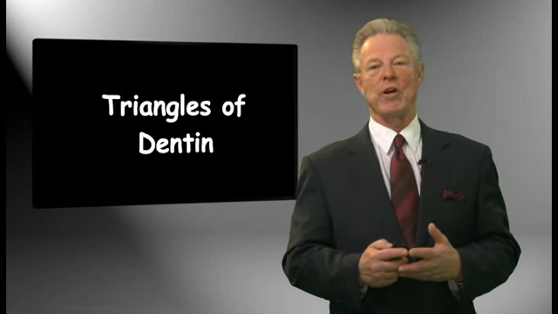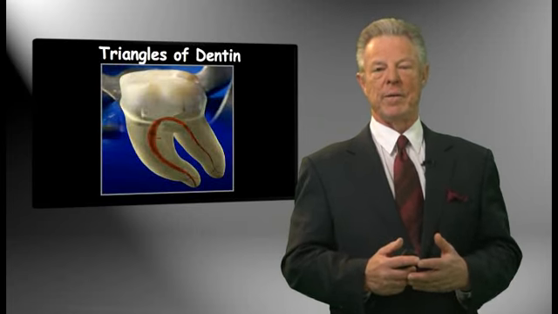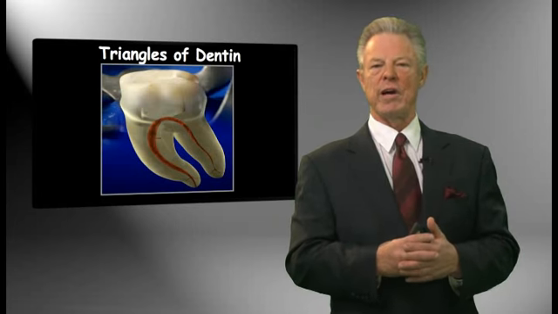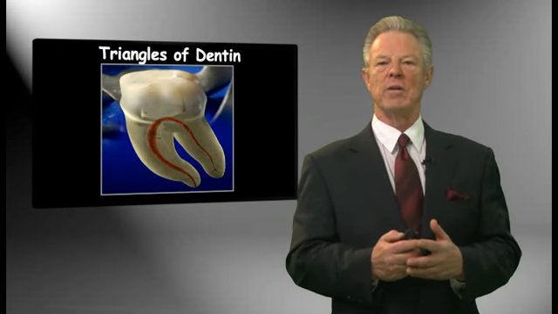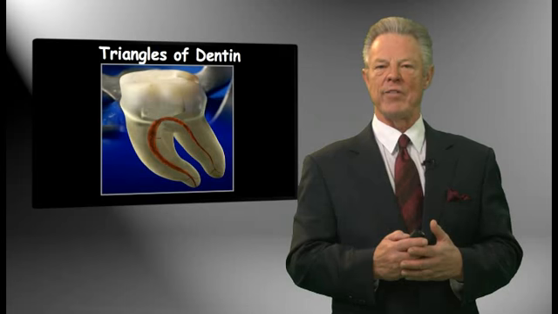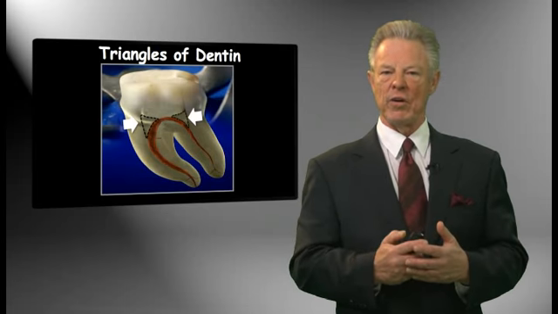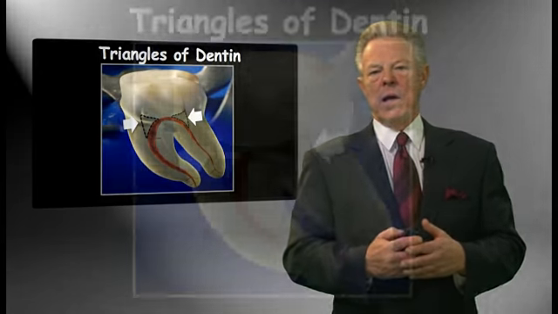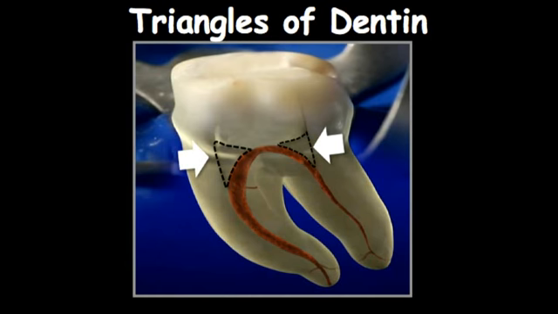Most of us think about triangles of dentin in posterior teeth. Can you imagine where the mesial triangle is and the distal triangle? See if you can see that in your mind's eye. This is what it really looks like. And so this allows us unrestricted access to the root canal system.